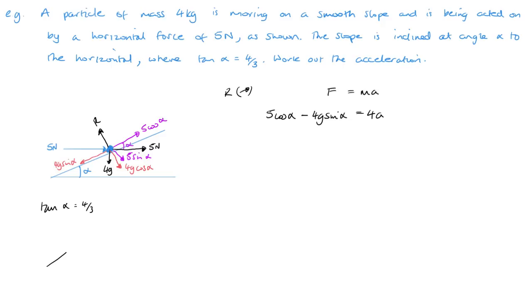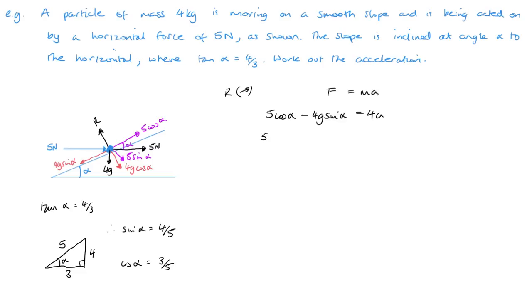Alternatively, I can think of this logically. And if this is alpha and tan is opposite over adjacent, I get this. And with Pythagoras, this is 5. Therefore, sine alpha is opposite over hypotenuse, and cos alpha is adjacent over hypotenuse. So I can use these fractions then rather than stick the angle in. Okay, but it will give me the same answer either way.